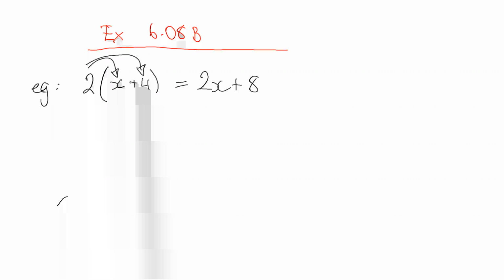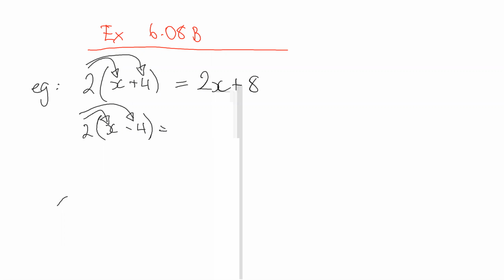If I put the same example but only change the sign this time, we're going to have a different answer with a different sign on it. If you use the same rule, 2 times x is 2x, and then 2 times minus 4 is going to be minus 8. So therefore, we're going to have minus 8.